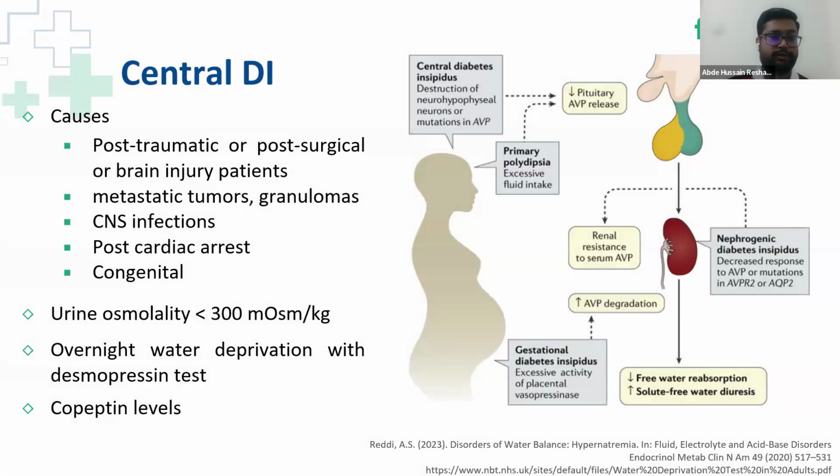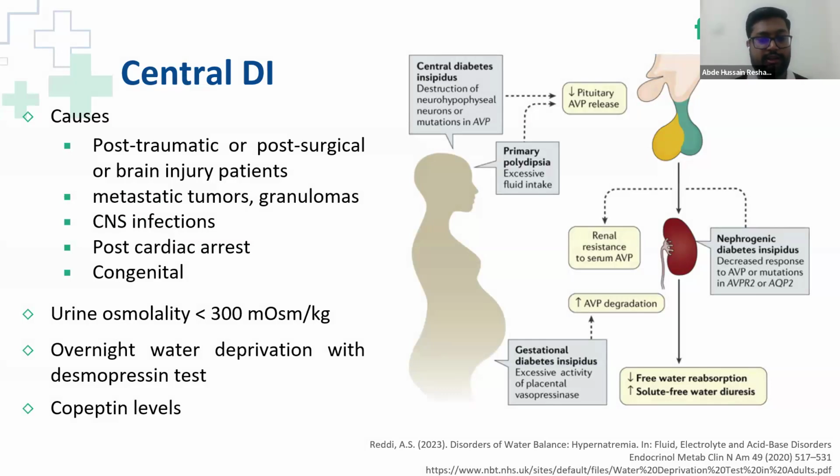So furthermore, in the central DI, the most common causes are post-traumatic, post-surgical, brain injury patients, all those brain surgeries that are very close to the pituitary gland or the hypothalamus. Those are the main areas of concern where there is more chance of central DI developing. Other causes are metastatic tumors that are close to the pituitary, CNS infections, post-cardiac arrest, and congenital DI.